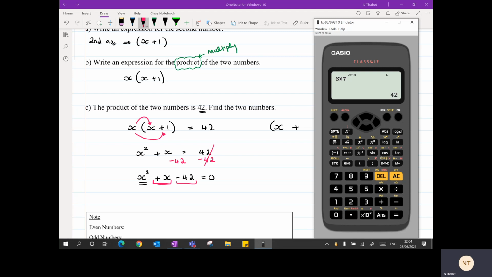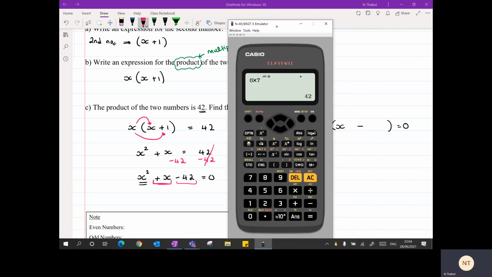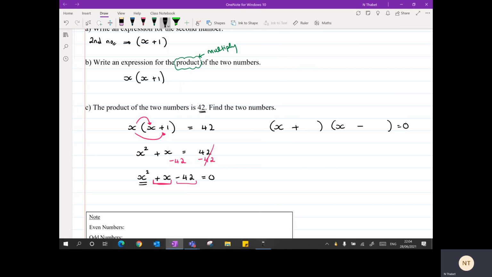6 times 7 is 42, and the difference between them is 1. So I'm going to put a positive 7 and a minus 6, and that will give me 7 minus 6, which is 1.